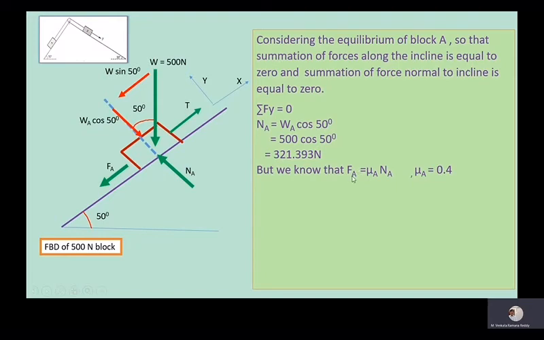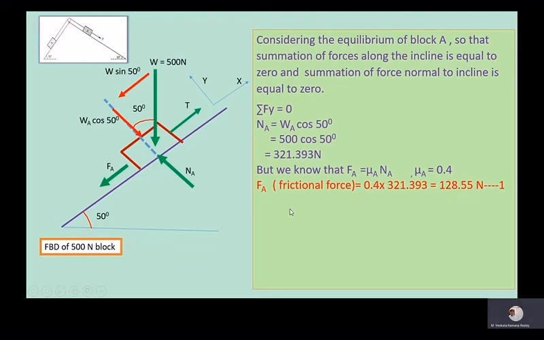But we know that FA is equal to mu A into NA. Mu A value is given in the problem, that is 0.4. So FA is equal to 0.4 into NA value 321.393. Then we got FA value as 128.55 newtons.